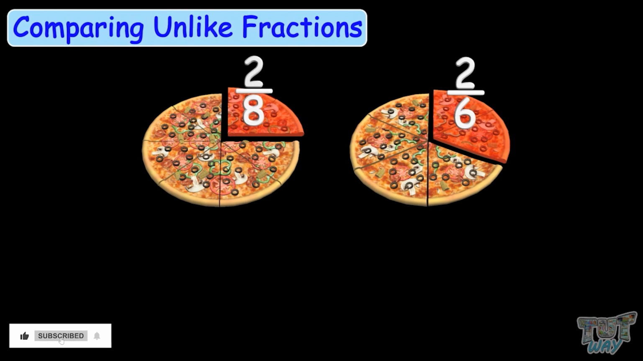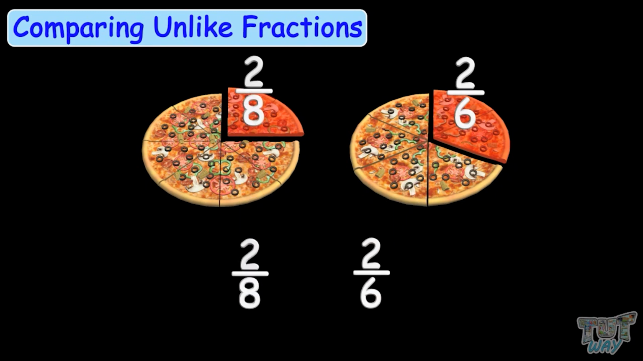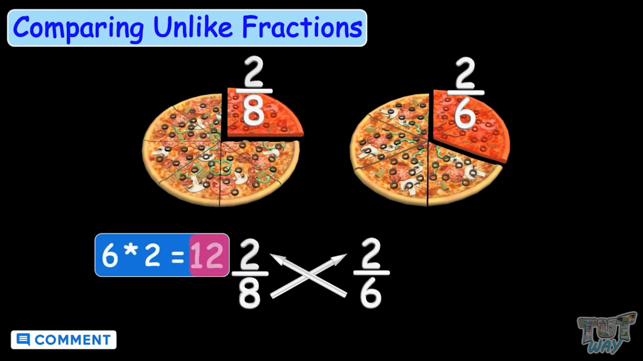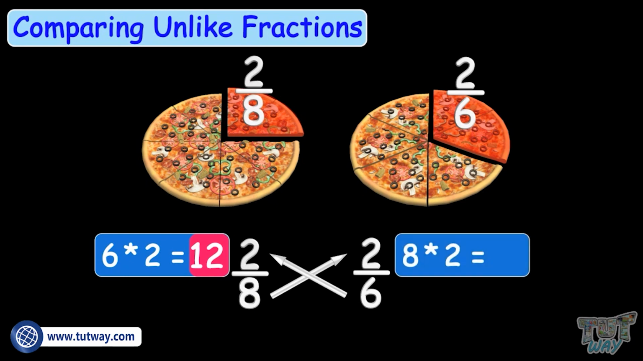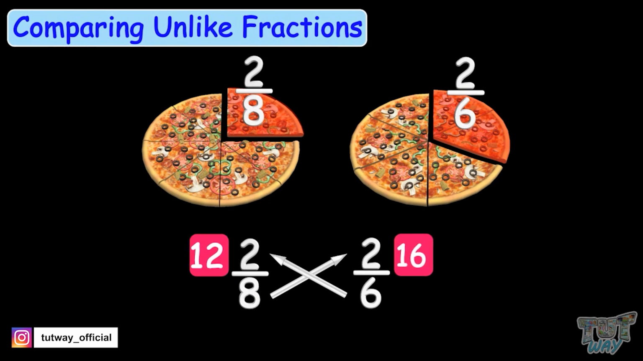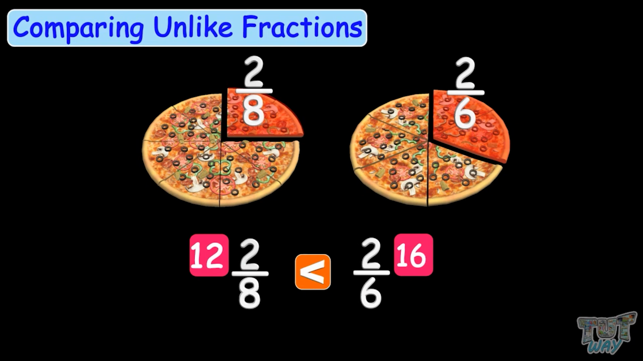Write the two fractions side by side and multiply the denominator of the one with the numerator of the other. Multiply 6 by 2 and you get 12 on this side. Multiply 8 by 2 and you get 16 on this side. So we get a bigger number on this side. So 2 by 6 is bigger than 2 by 8. Now, let's compare some unlike fractions in a quick fashion.